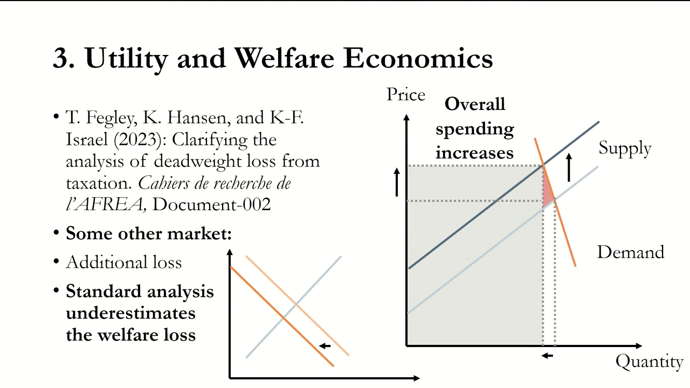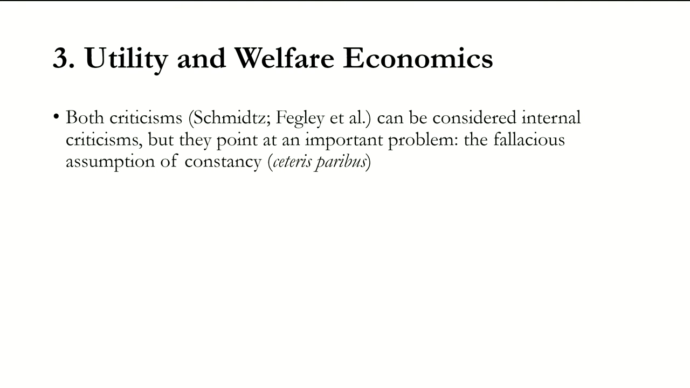That's another example of a criticism of the standard theory that accepts the premises. So both Schmitz and Fegley et al. are criticisms that are internal, right? We see, okay, we look at the premises of the analysis, and then we show that the conclusion drawn is actually wrong or not quite complete or misleading.